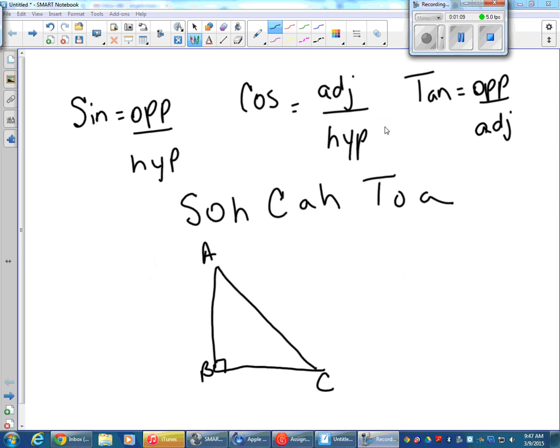Sometimes it's easier to remember SOHCAHTOA. It's just a little phrase to help you remember. The sine is the opposite leg over the hypotenuse. The cosine is the adjacent leg over the hypotenuse, and the tangent is the opposite leg over the adjacent leg.